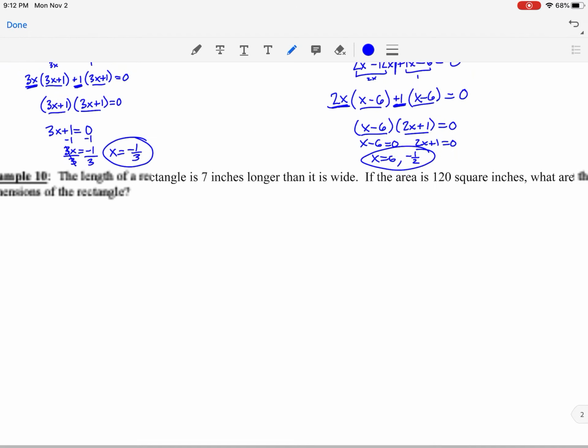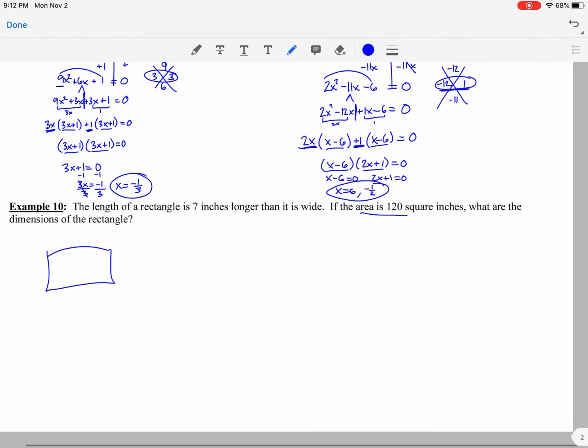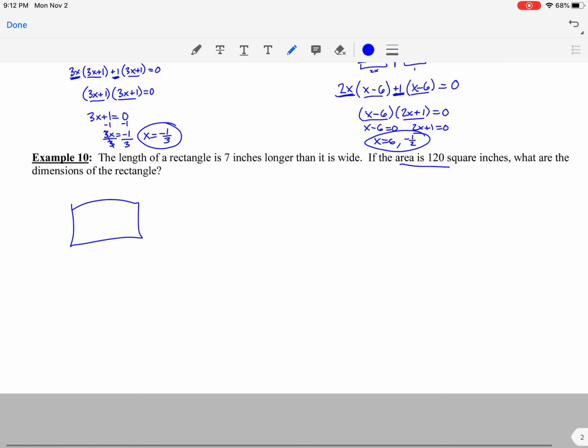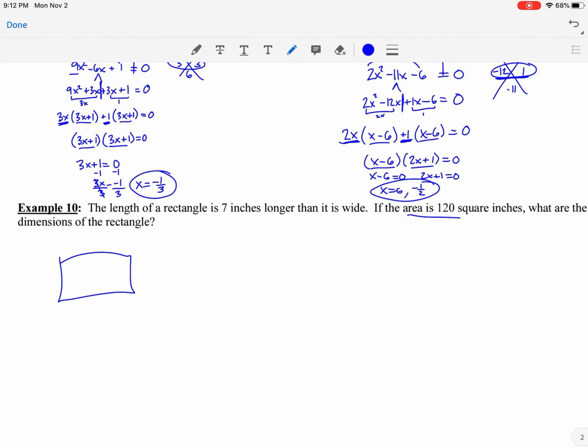On the word problem, the length of a rectangle is 7 inches longer than it is wide. So I'm going to draw a picture. And we don't know a lot about it. We don't know how wide it is, but we know the length is 7 inches longer than the width. And we do know the area is 120 square inches. What are the dimensions of the rectangle? So what are the length and the width?